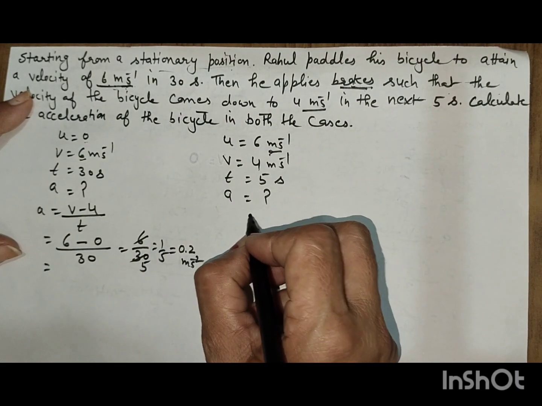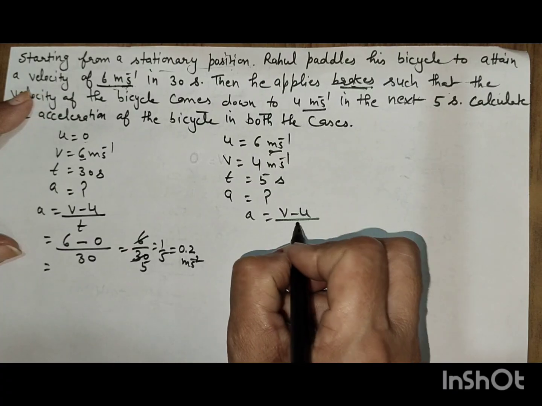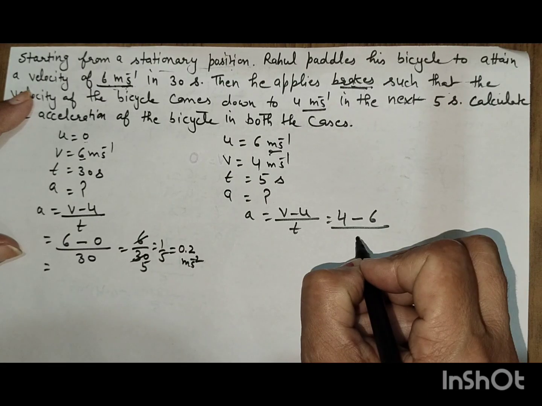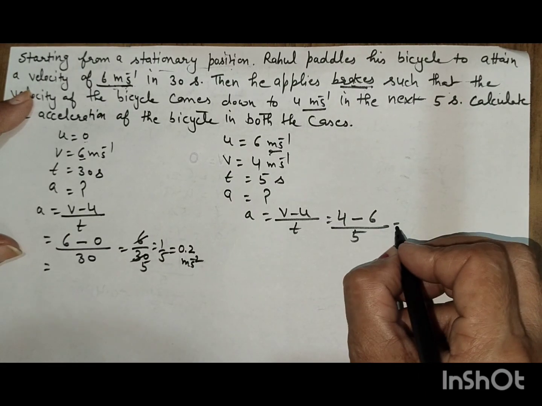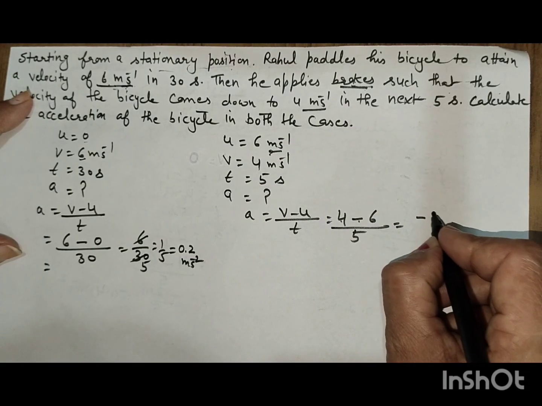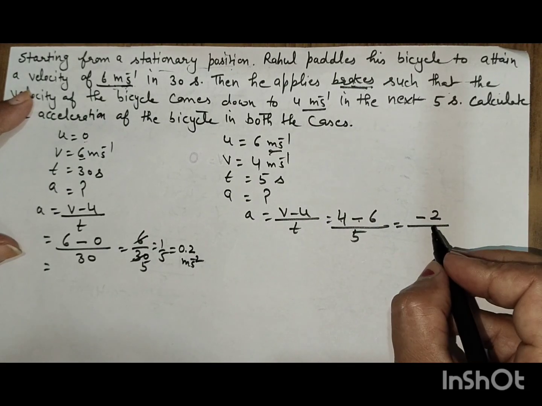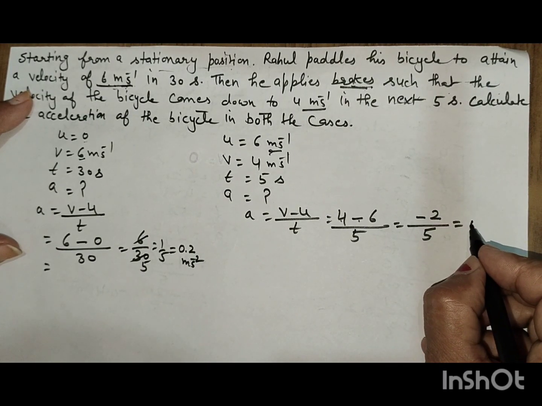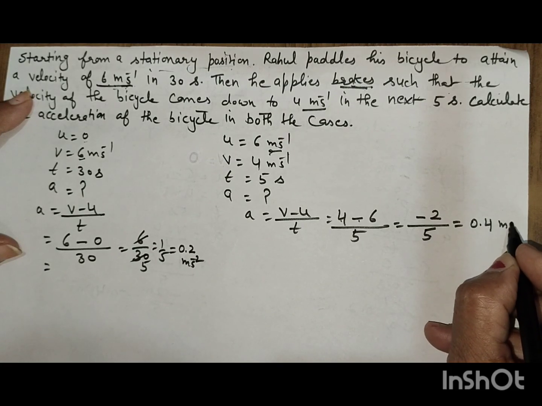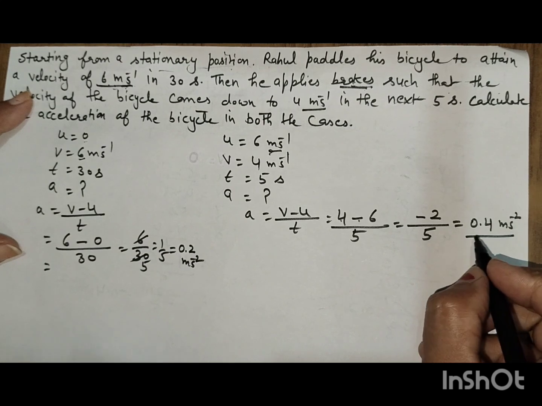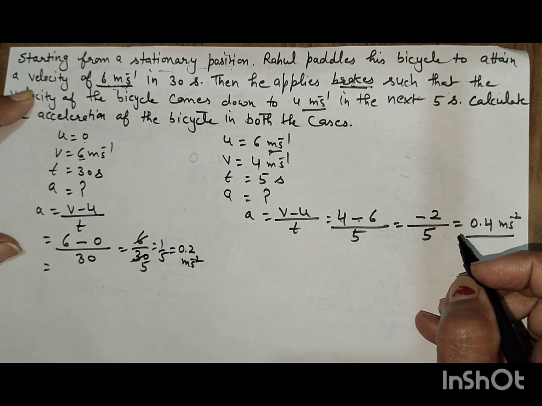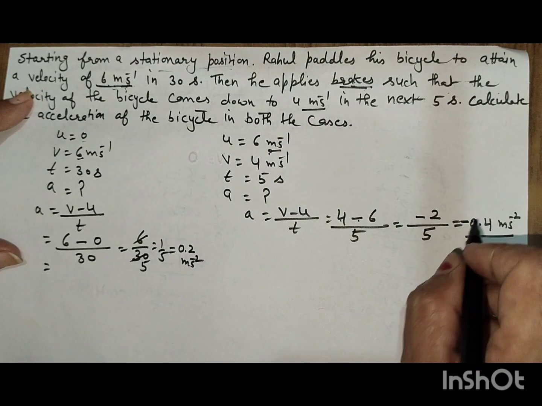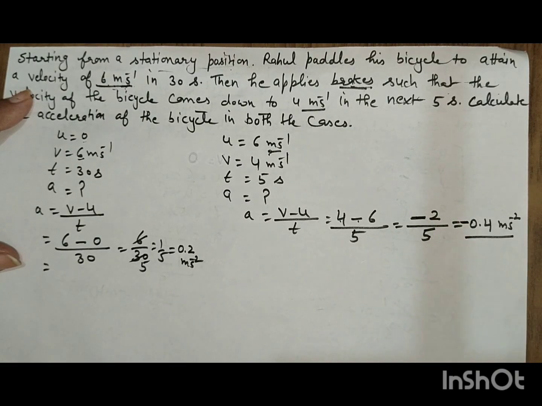Now here the acceleration a is equal to v minus u by t. Now put the value. v is 4, u is 6 and t is 5. Now 4 minus 6 is minus 2. It means there is retardation or negative acceleration. If you solve, 5 for the 20, minus 0.4 meter per second square. Then the acceleration becomes minus 0.4 meter per second square, and there is retardation because of this negative sign.